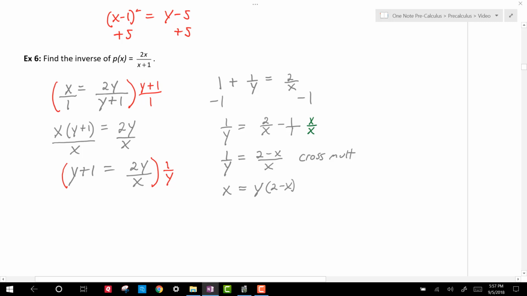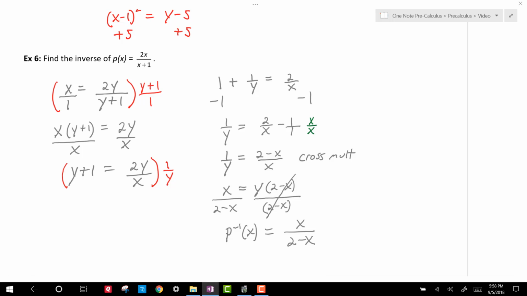Why did you not multiply that out? Why did I not distribute that? Because now I can take and divide out the 2 minus x on both sides. These guys are going to cancel over here. I now have the y by itself, which means I know that the inverse of x is equal to x over 2 minus x. Whew. Boy, that was a handful there, wasn't it?